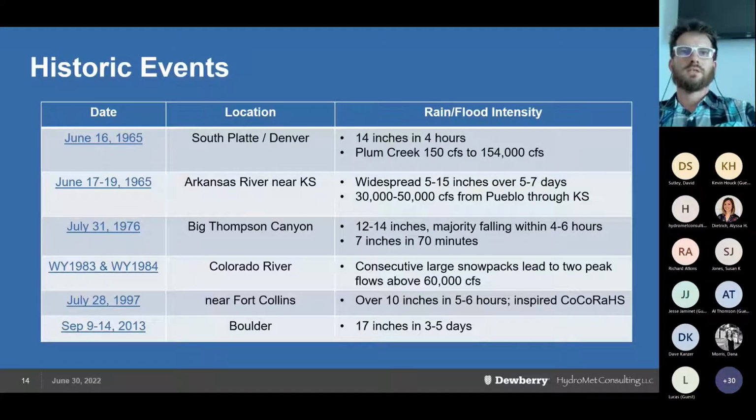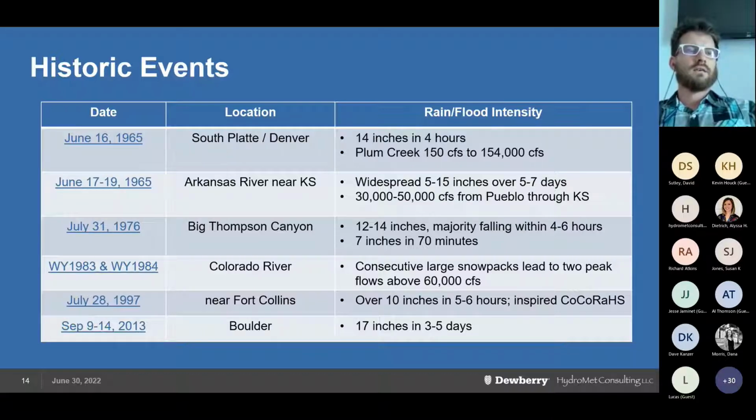And one thing that's interesting to note about this one is that it actually inspired the creation of CoCoRaHS, which I'm a dedicated observer for. And if you haven't heard of CoCoRaHS, I highly recommend that you check it out. It's essentially a volunteer-based program where you get these official rain buckets and you're able to measure the rainfall. And CoCoRaHS is a huge tool that we use for our verification. So interesting to note that.